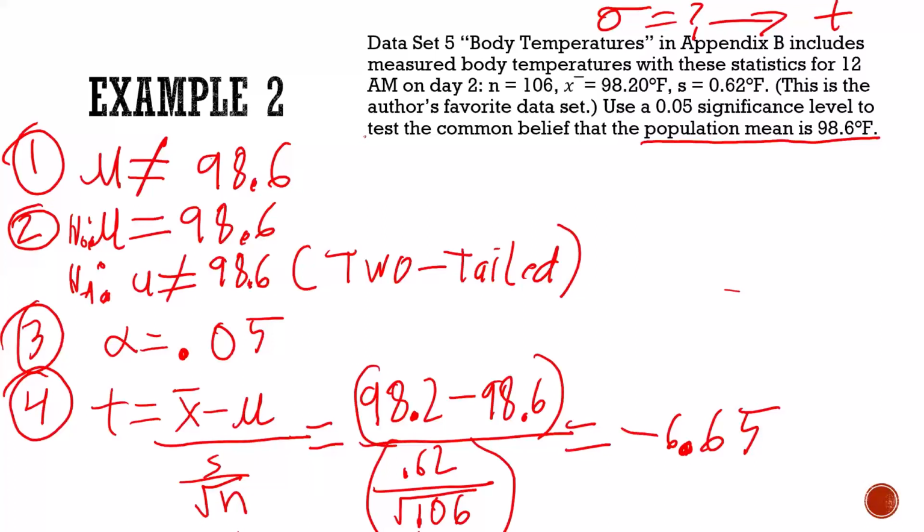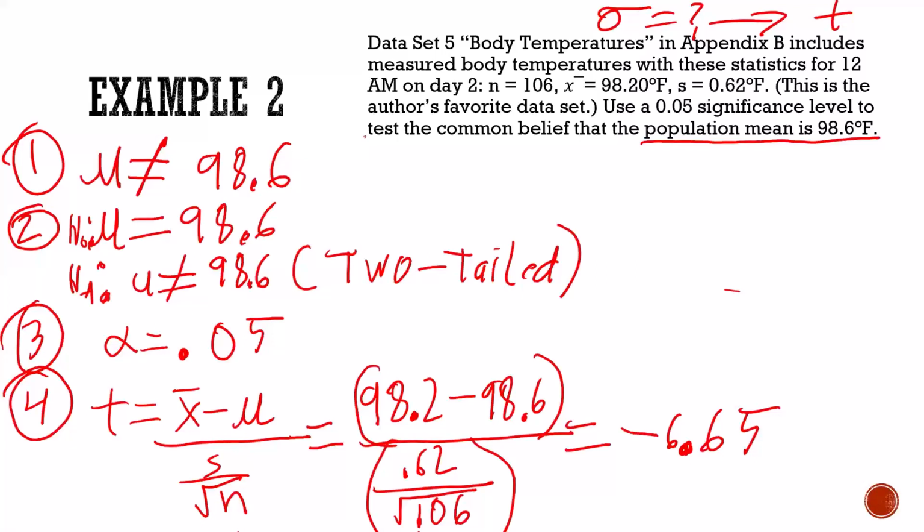Yeah, that's a lot, right? Pretty much anything above 2 is a lot. This doesn't seem like a big difference. It's 0.4, right? But notice the standard deviation is very small and the sample size is very large. So taking that all together, that's significant, right?